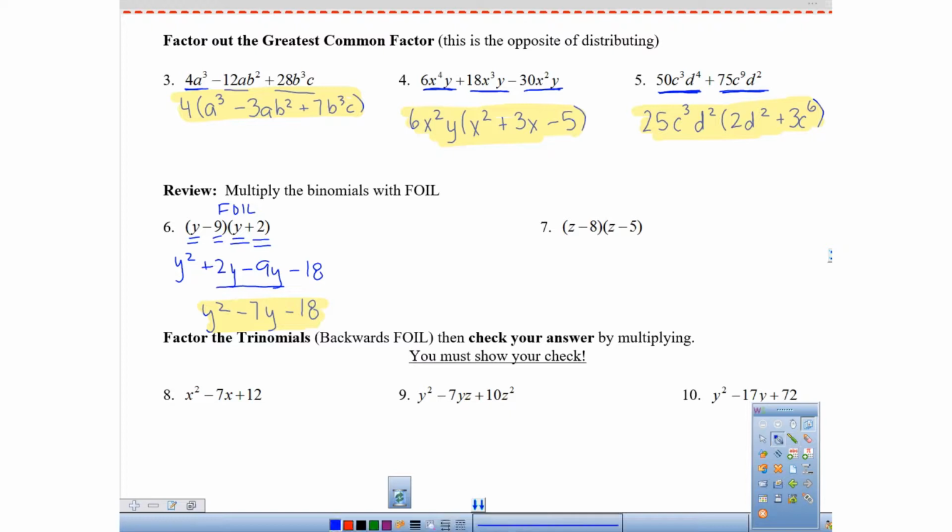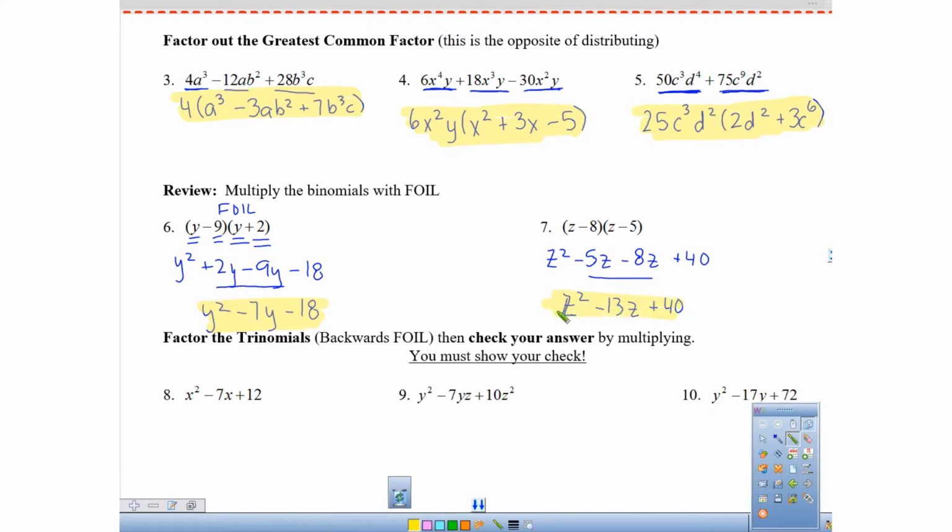Okay, over here, FOIL. Z times z, z to the second. Outside, z times negative 5. That's a negative 5z. Inside, negative 8 times z, negative 8z. Last, negative 8 times negative 5 is a positive 40. Most of the time, those are going to add together, and they will here. A negative 8z and a negative 5z is a negative 13z plus 40, and that's your answer.